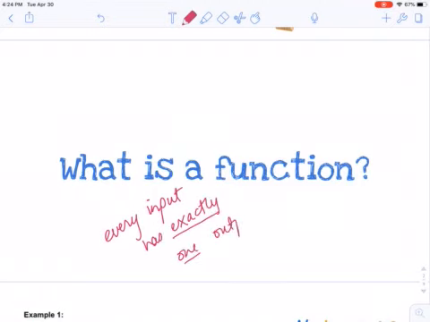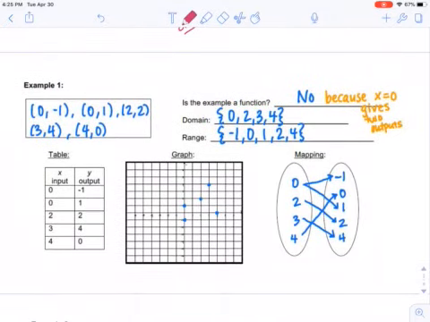Okay? And the exactly one is the important part there. It can really and truly only have one number that it matches with. Okay? And it doesn't go the other way. We don't care if the output has more than one input. So it gets kind of confusing. It's easier just to show you with a visual.